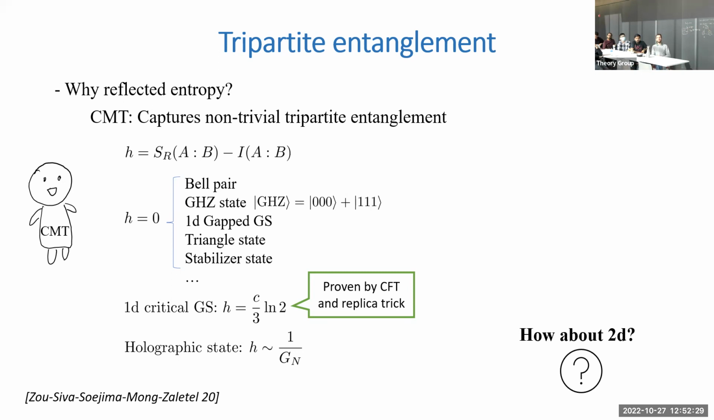Yeah, so that is saying that this quantity can tell the difference between the W type of tripartite entanglement and the GHZ type of tripartite entanglement. So that is kind of nice because we can tell the difference between these two types of tripartite entanglement.